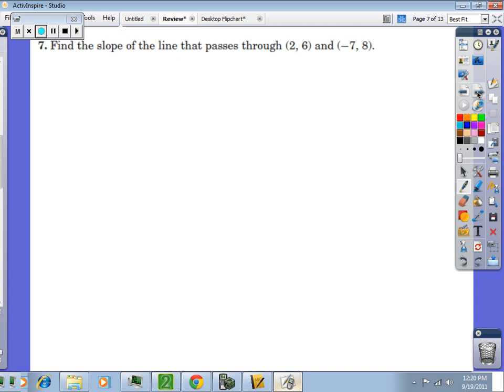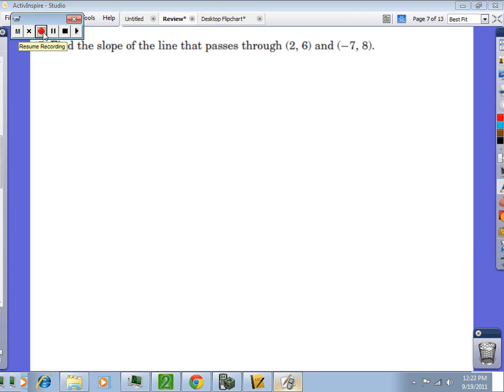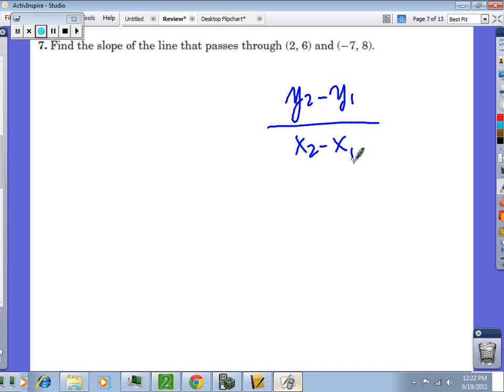Okay, number 7. Slope. You're going to have to use this: y sub 2 minus y sub 1, divided by x sub 2 minus x sub 1. So if we go 8 minus 6, divided by negative 7 minus 2, you're going to get 2 over negative 9.